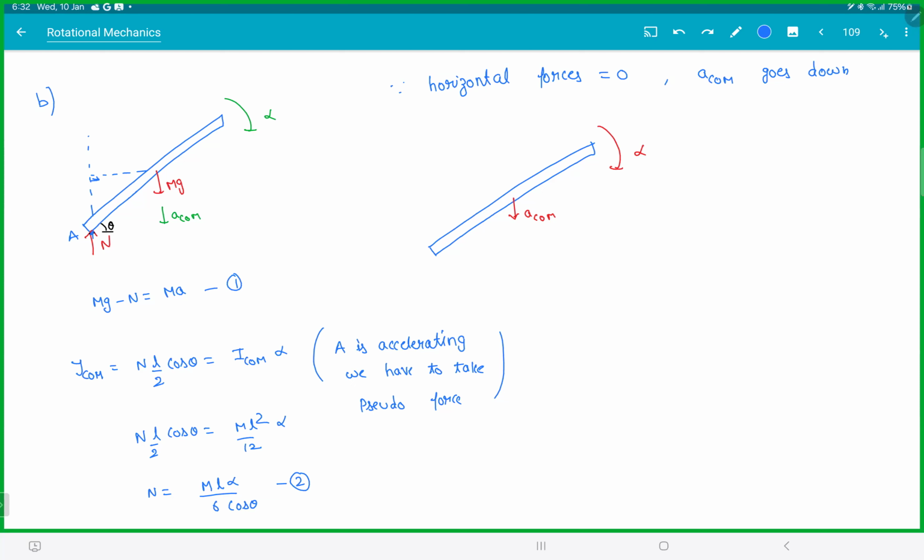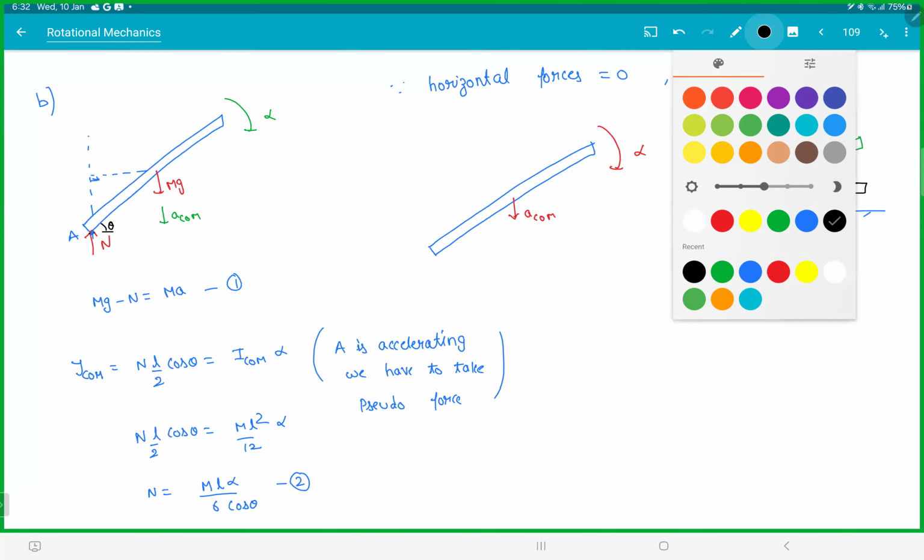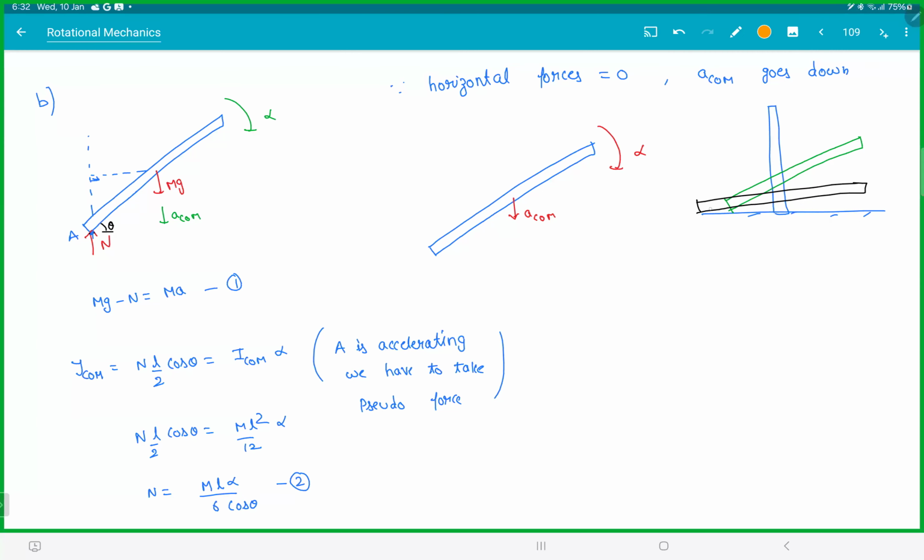Just to give an idea, actually, how will the rod go? Initially, assuming the rod is vertical, the next moment the rod will go like this. Then the rod would go like this. And then eventually the rod would be on the ground. So throughout this process, the center of mass is always going down. The rod will go in such a way that it'll always fall down.